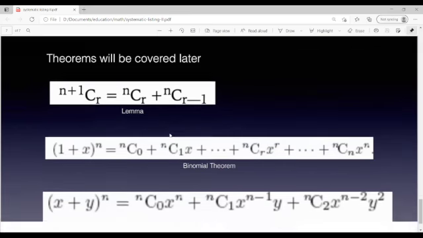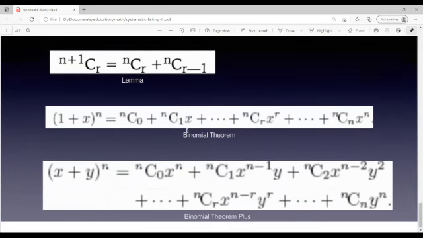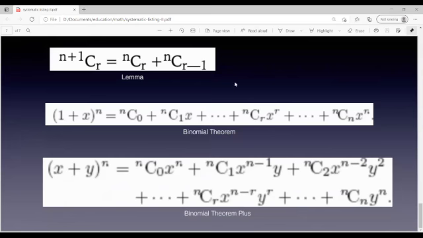So the theorems will be covered later, like the binomial theorem, etc. And yeah, I'm done.